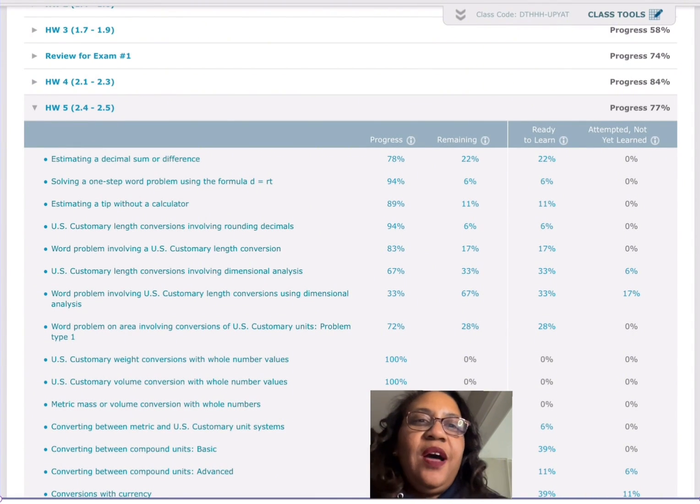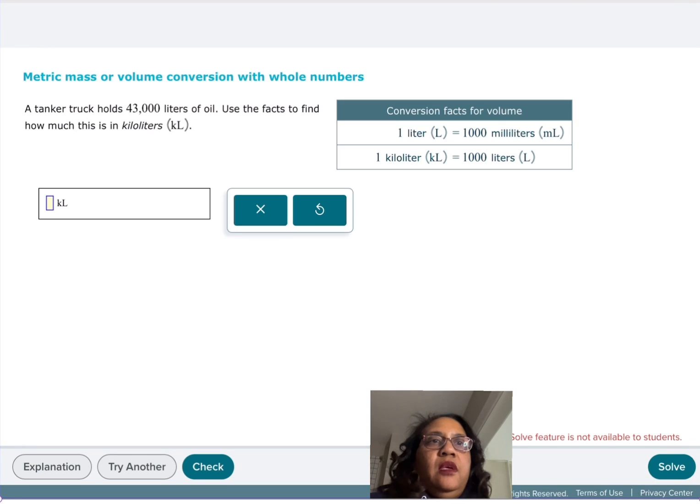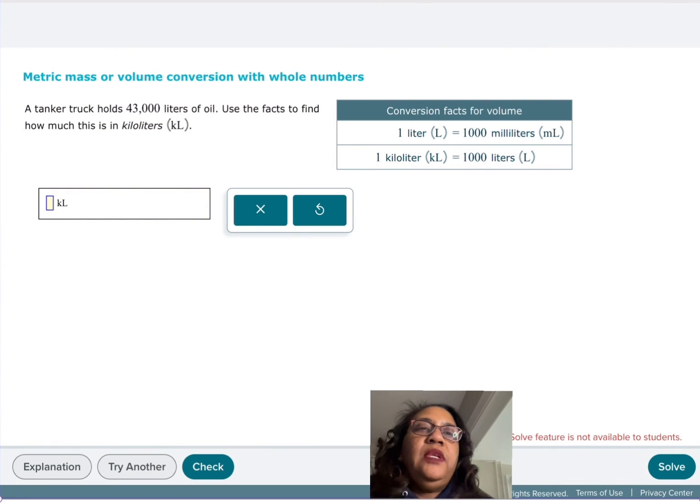So I'm going to move on to metric mass or volume with whole numbers. A tanker truck holds 43,000 liters of oil. Use the facts to find how much this is in kilometers. So we are moving from liters to kilometers.